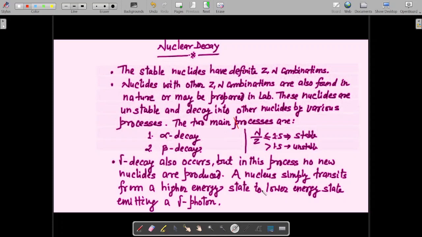Only nuclear configuration changes in gamma decay, okay. So that is the thing.